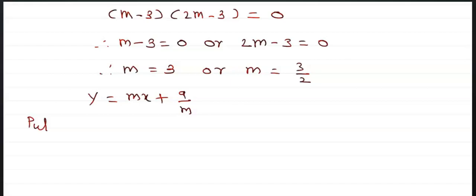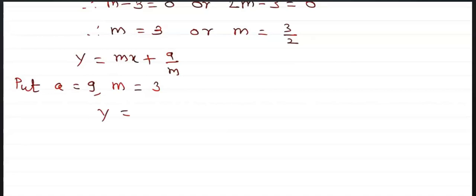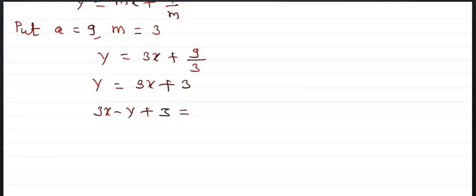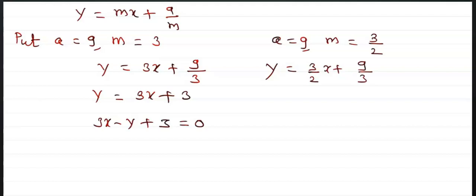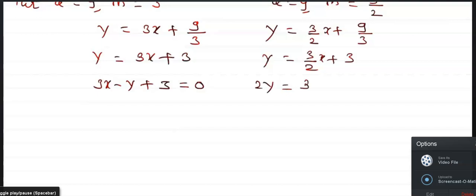Therefore, a is 9, m is equal to 3, y is equal to 3x plus 9 upon 3, therefore y is equal to 3x plus 3, that is 3x minus y plus 3 is equal to 0. And a is 9, m is 3 by 2, this is the equation of the tangent. Multiply and reciprocal.